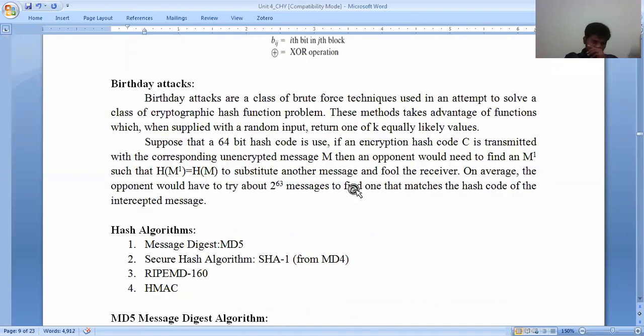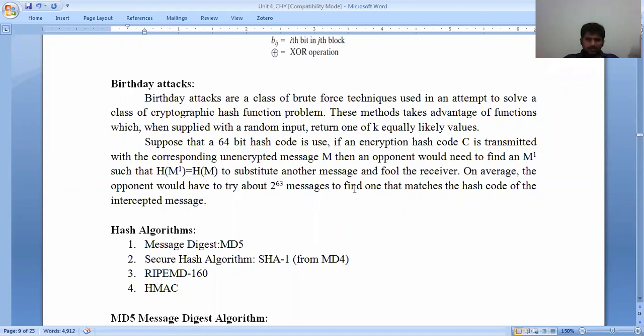In this, I think birthday attacks are there. It may be asked for 2 marks: what is a birthday attack? Birthday attacks are a class of brute-force technique used in attempting to solve a class of cryptographic hash function problems. These methods take advantage of functions which, when supplied with a random input, return one of k equally likely values.